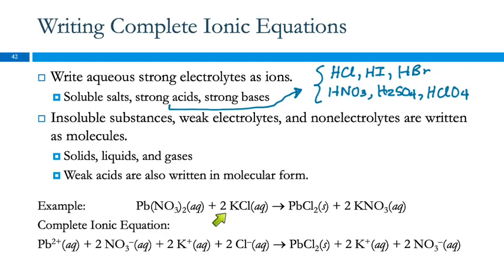KCl, aqueous, soluble ionic compound. So in the equation, I have 2 of those, so then I have 2 potassium ions and 2 chloride ions. Over here, I've got a solid. If it's S, L, or G, just copy it down, don't change it at all, because that's a precipitate. It's stuck on the bottom, it's not separate. And so we're showing it as it actually is.